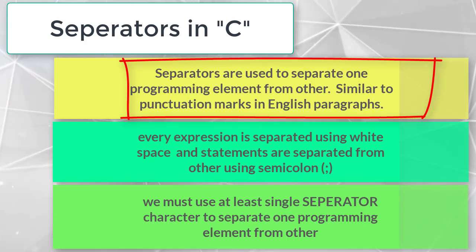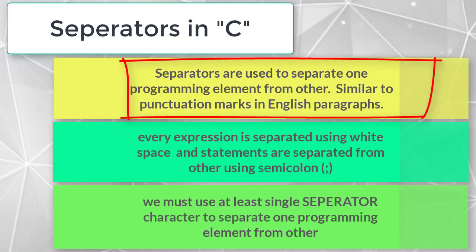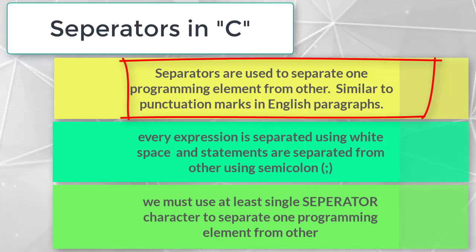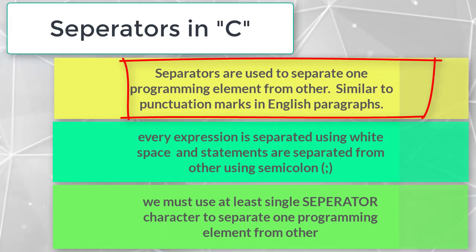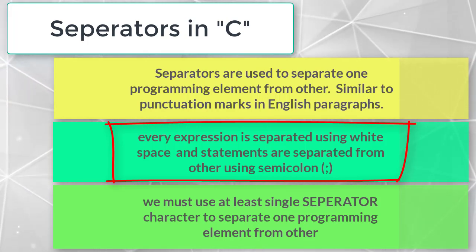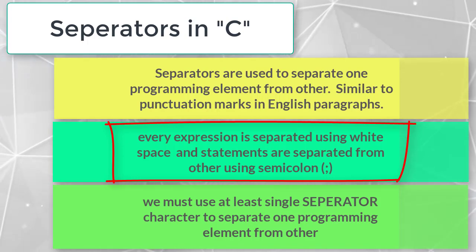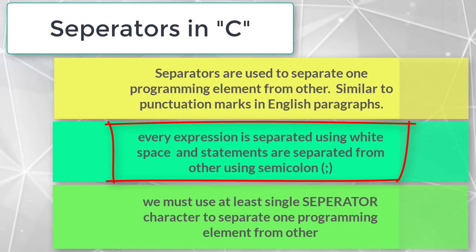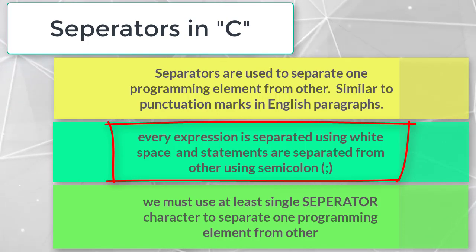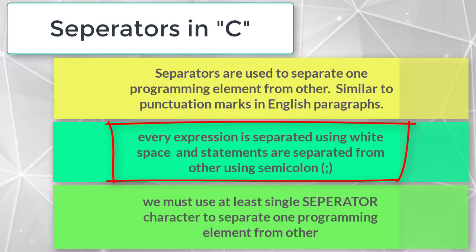Separators are used in programming to separate keywords from keywords, keywords from identifiers, and identifiers from other identifiers. They are similar to punctuation marks in English. In the C programming language, every expression is separated using white space. This white space character is used as a separator, and we can use any number of white spaces in the program. Whenever you write int space a, int is considered separately, and a is considered separately.